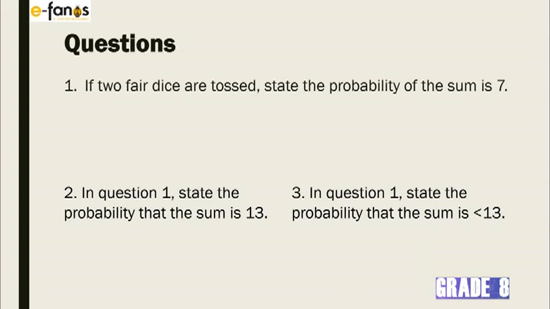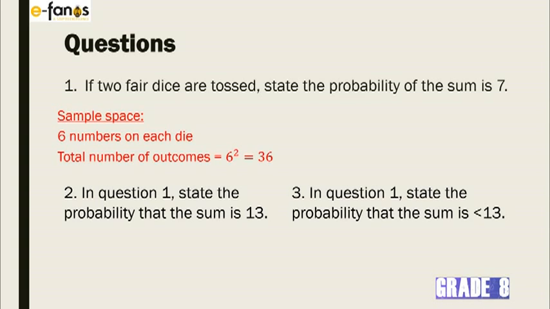Here are the answers. For number 1, we need to work out the sample space, which is all the possible outcomes. There are 6 numbers on each dice, and 2 dice are tossed, so the total number of outcomes is 6 squared, which is 36. We then need to work out the probability of the event. The event is getting a 7.